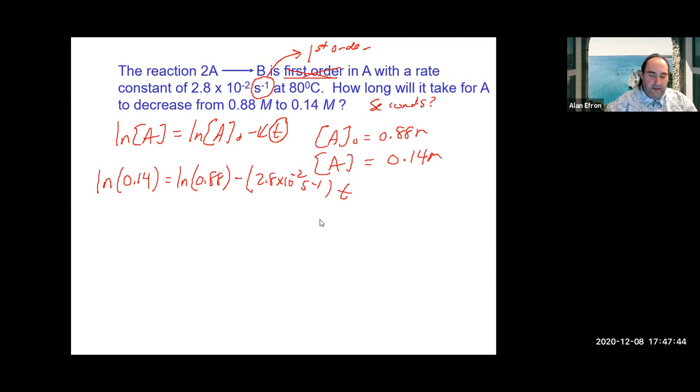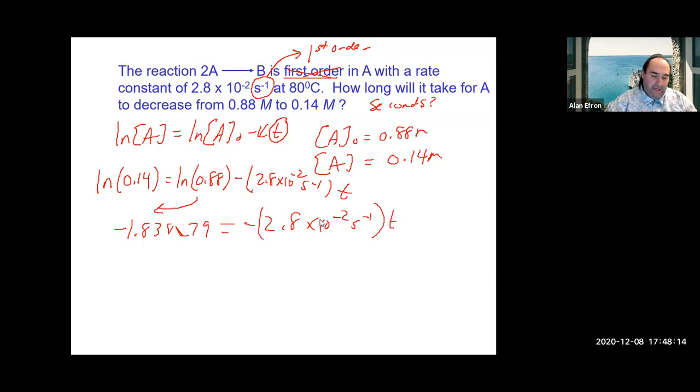There are a couple of ways you can solve it, but probably the easiest way is to take the natural log of 0.14. You then subtract the natural log of 0.88 from the other side. If you get a number somewhere in that ballpark, like negative 1.838279, that is equal to minus 2.8 times 10 to the minus 2 reciprocal seconds times t.